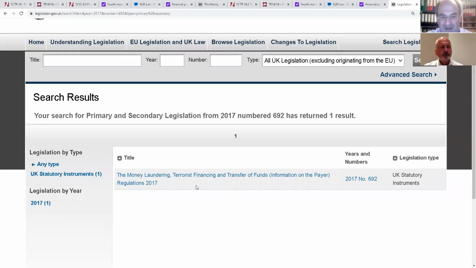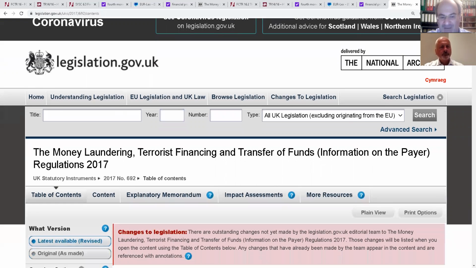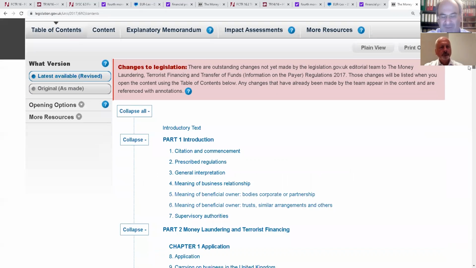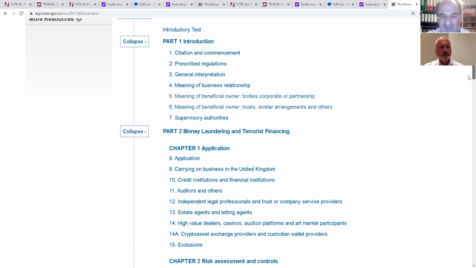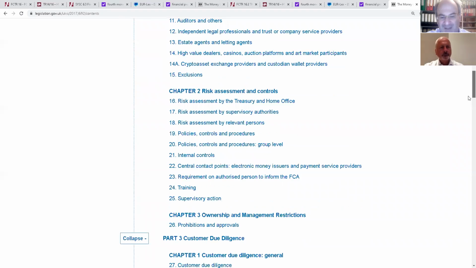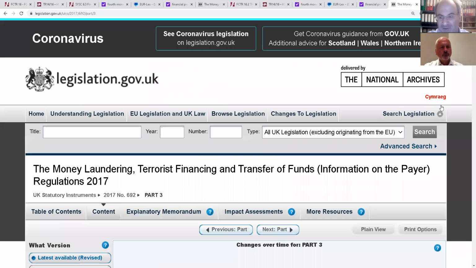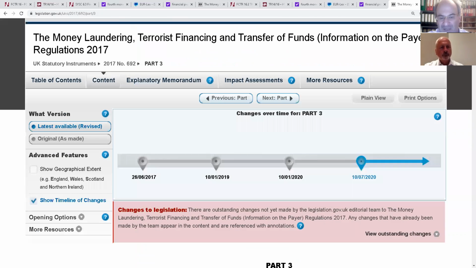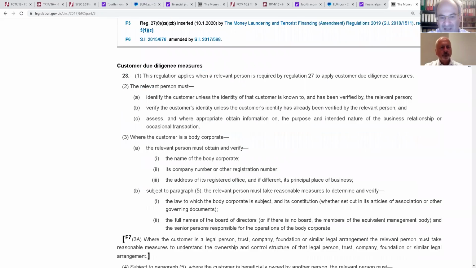The reason I've done it this way around is that if you search for the regulations directly, you could end up with a version without a table of contents, and that's a pain. When I say without a table of contents, I mean without a click-through set of table of contents, such as I've got here. You can see here that I can select a topic and then click through. So if I'm interested in customer due diligence in general, I might click on part 3 and it will take me safely through to the relevant part of the regulations. You can see all the various provisions set out together.